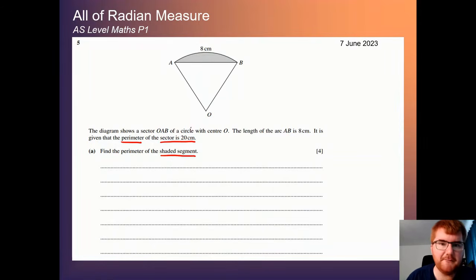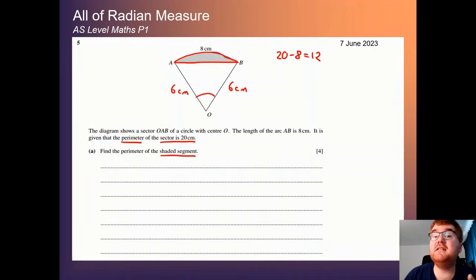So watch out for that. So we want the perimeter of this shape here. Now it is 4 marks, so it's going to involve some working here. However, we know the whole perimeter of the sector is 20. So 20 minus 8 is equal to 12. So these two have to add up to 12. So each one here must be equal to 6 centimetres in order for that to be true.